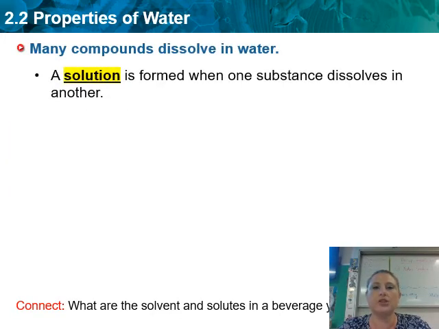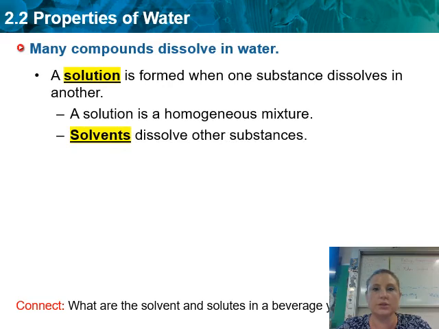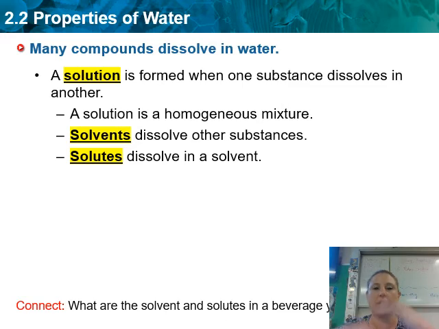Many compounds dissolve in water. So a solution is formed when one substance dissolves in another. A solution is known as a homogeneous mixture, same throughout. Homogeneous means same throughout. And solvents dissolve other substances. And solutes are the little particles that actually dissolve. So if we talk about a solution, we have the solvent part and the solute part. The solvent is generally the liquid that does the dissolving, and the solute is the particle that gets dissolved.